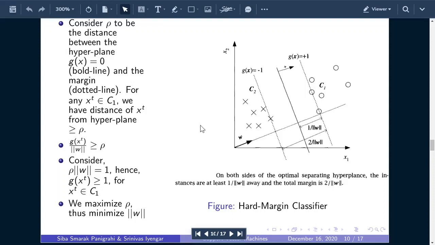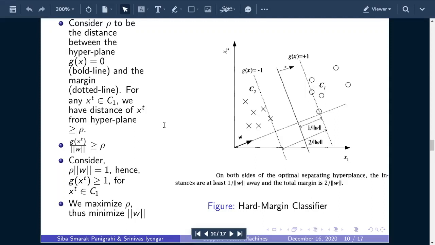So for any point xt belonging to C1, class 1, we can easily say, as I have highlighted, that the distance of xt from the hyperplane is going to be greater than or equal to rho. Simple distance. Now how to find the distance of xt from the hyperplane? We just studied that it is going to be just put that point into the hyperplane divided by the norm. So g of xt divided by the norm of w is going to be greater than or equal to rho.